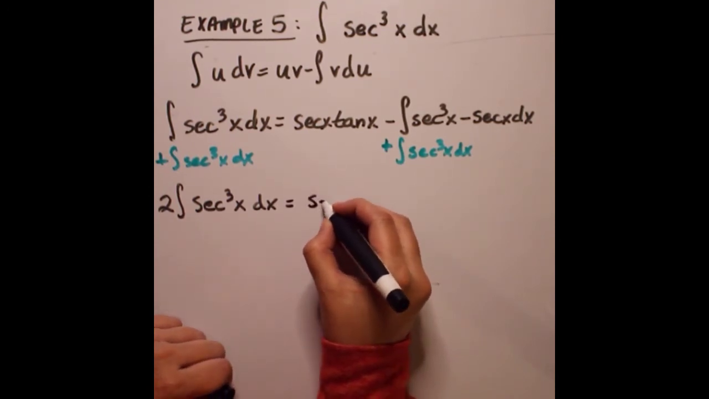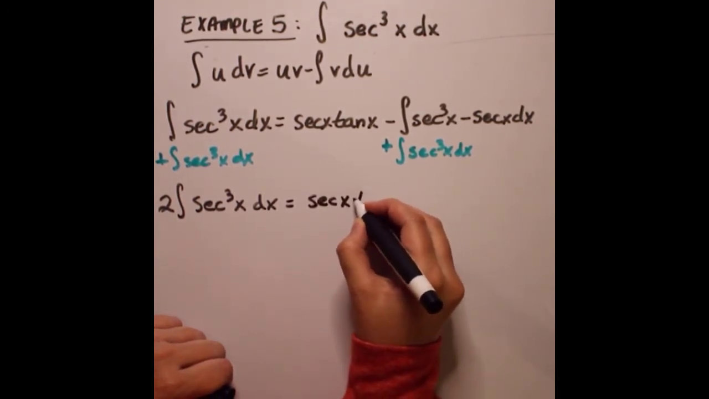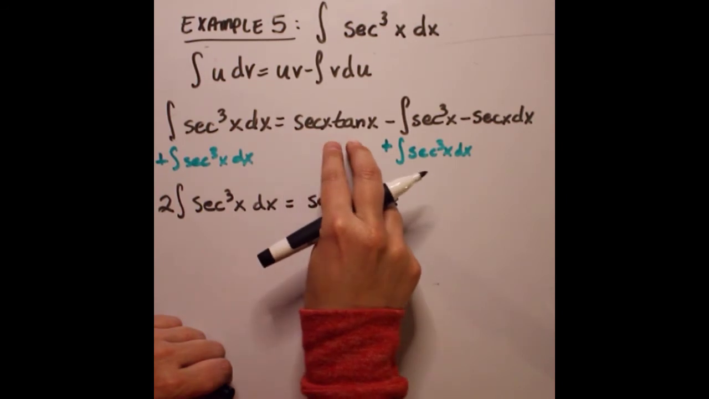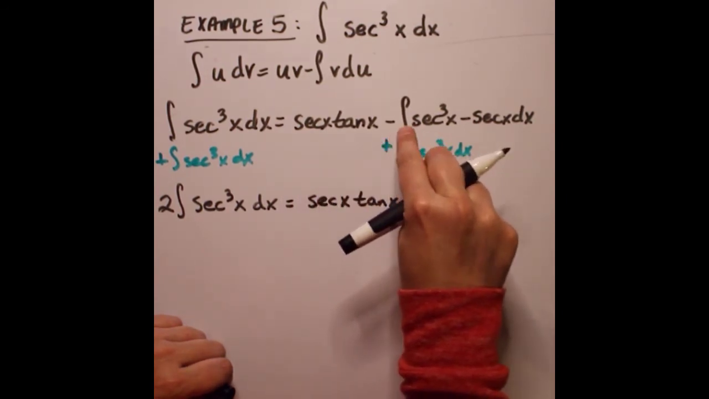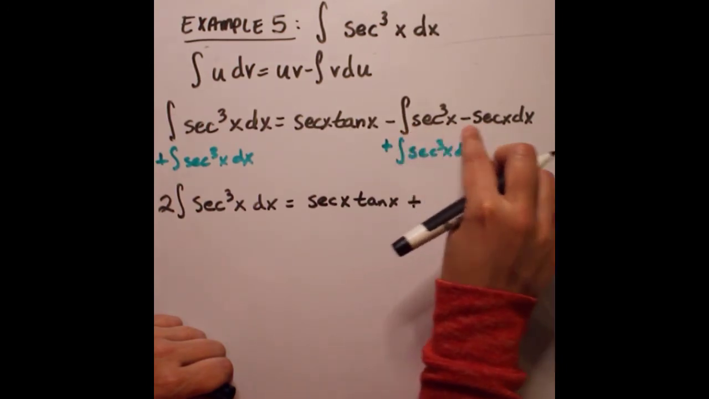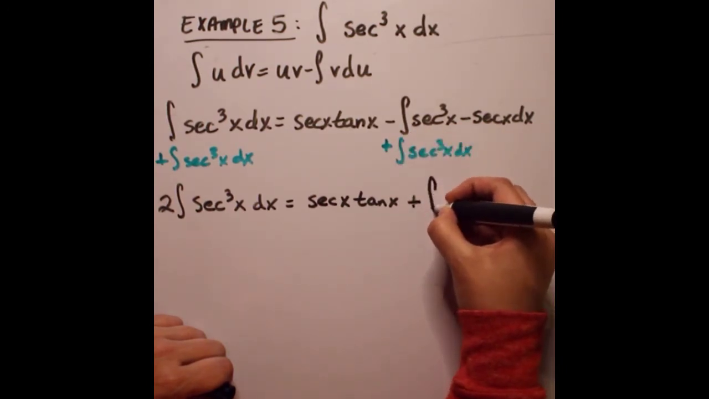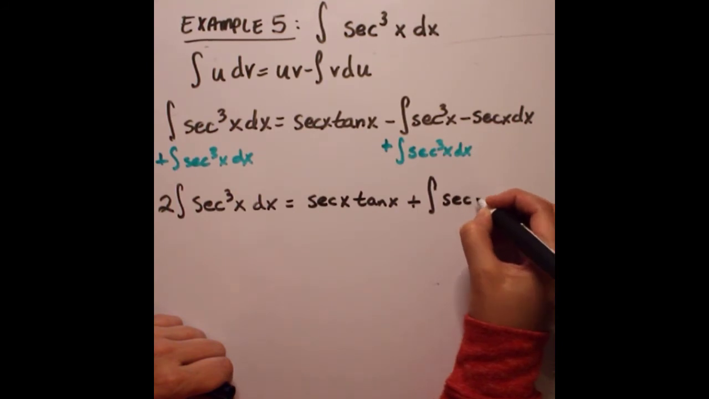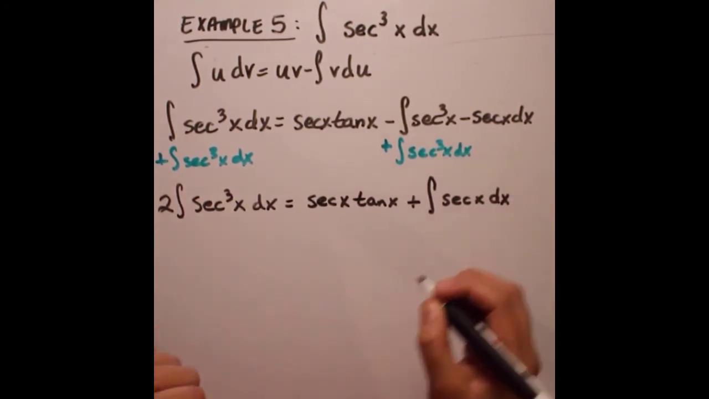And then on the right side we have secant x tangent x from right here. And then let me put this together better. This was negative times a negative, so that's positive. And I still was integrating this term, so integral of secant x dx.